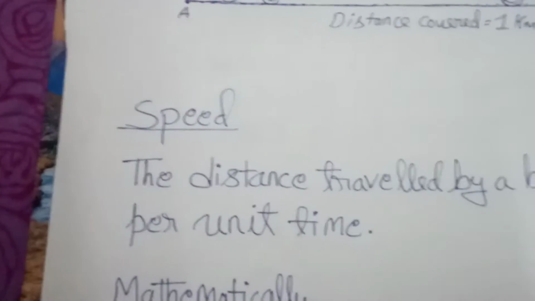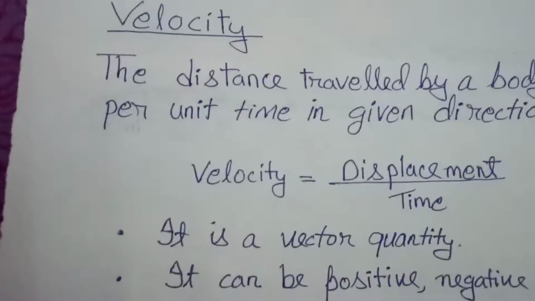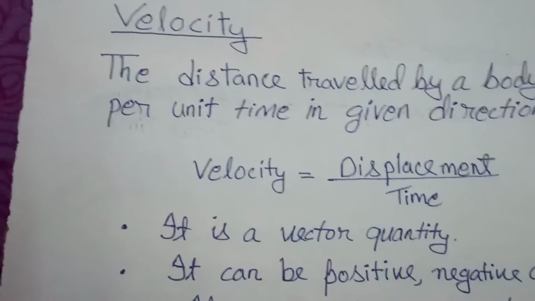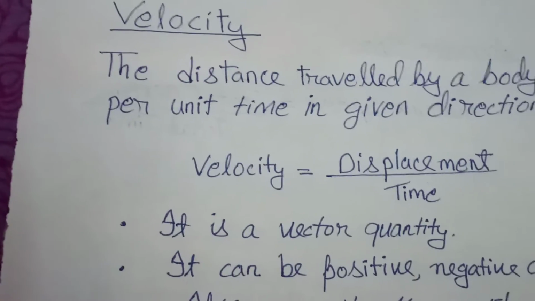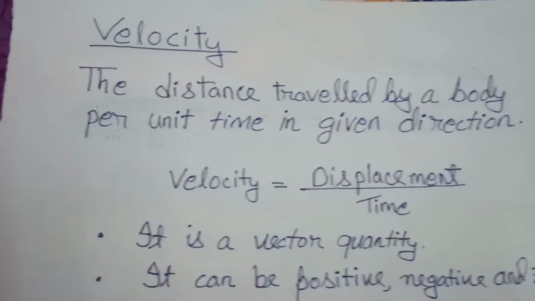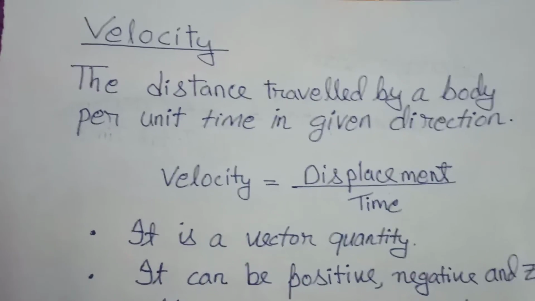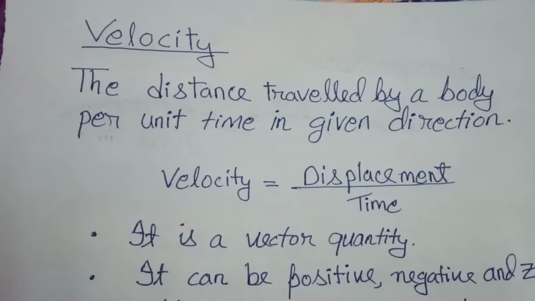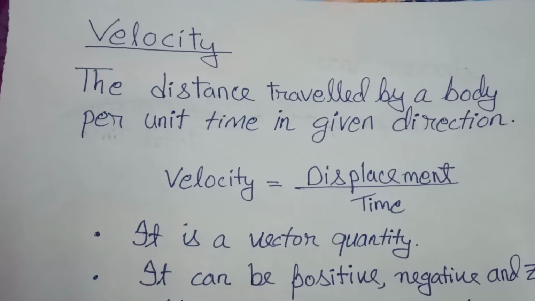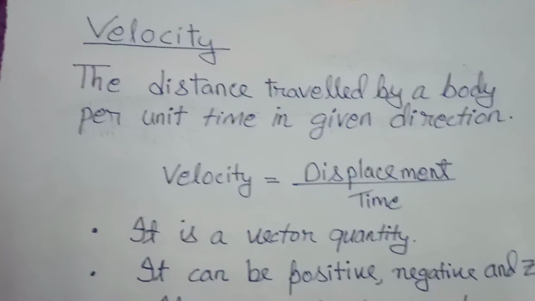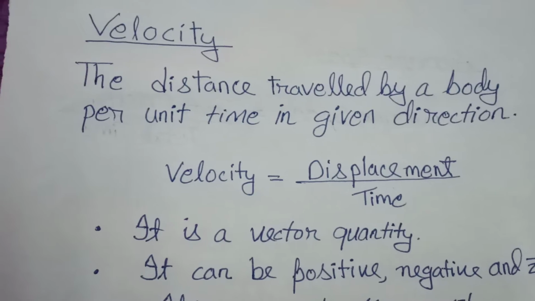Now we'll be covering our next topic, which is velocity. Velocity is also a kind of speed, but here direction is given. That means speed with direction. Velocity is speed with direction. Now let us see the definition. The distance covered by a body per unit time in a given direction. That means direction is given. So in velocity, direction is specified.